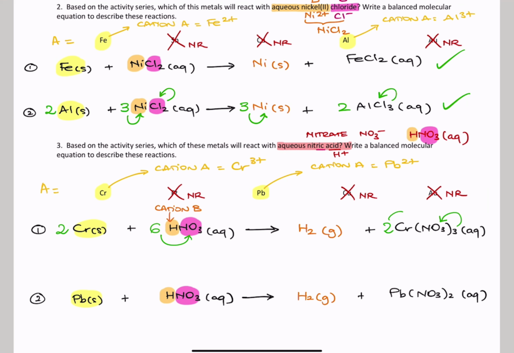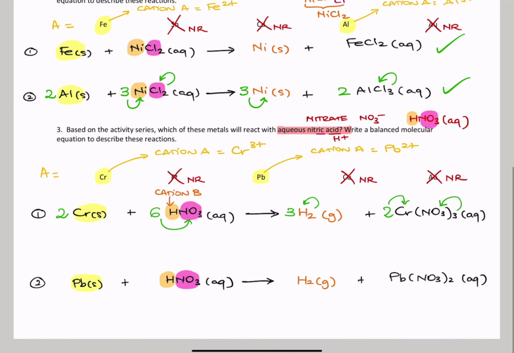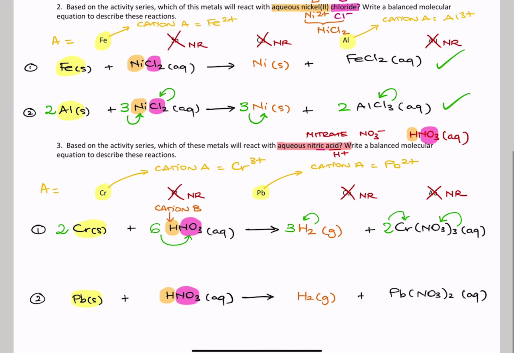And we have 2 chromium. We only have 2 hydrogen here, but 6 on the left side. So by placing a 3 here, I have now 6 on both sides. Second equation, I have 2 hydrogen here and 2 nitrates here. So I need a 2 here to balance the hydrogen and the nitrate. And my equation is balanced.